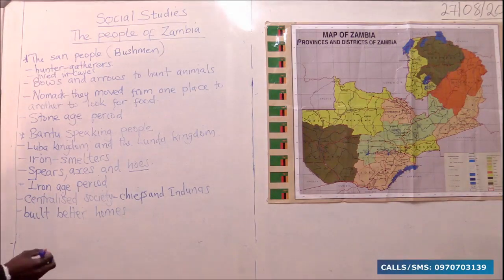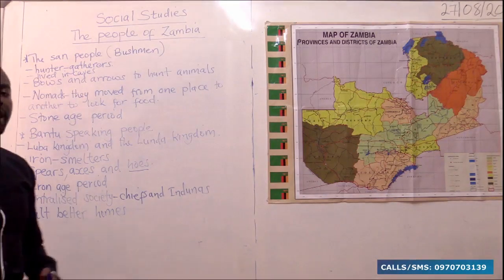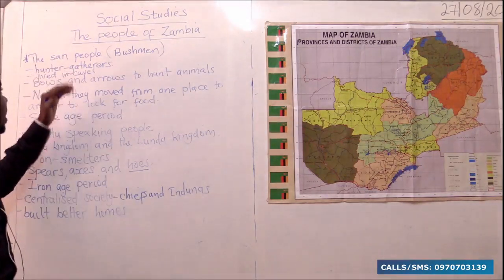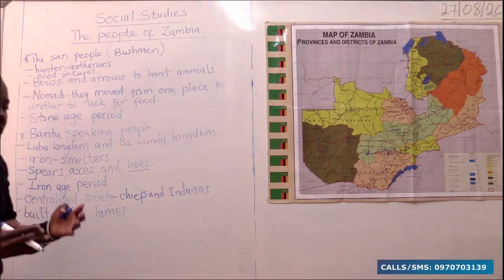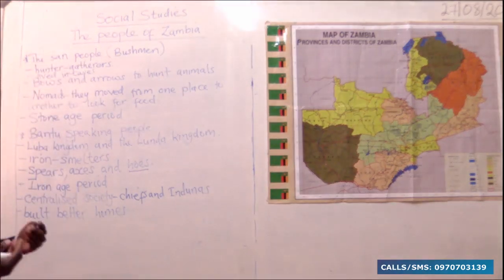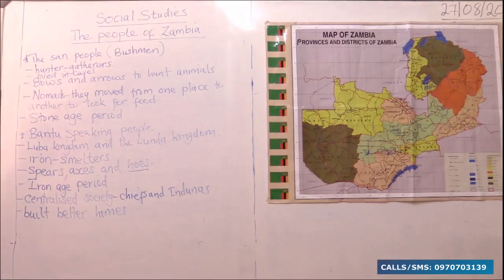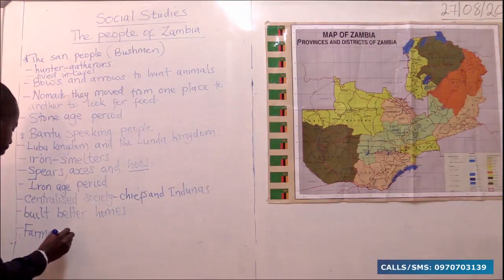Okay, so again we have said that the Bantu-speaking people had better homes compared to the San people. They lived in homes made of thatched grass and mud. You must also understand that the Bantu-speaking people were farmers, meaning that they grew crops such as millet.